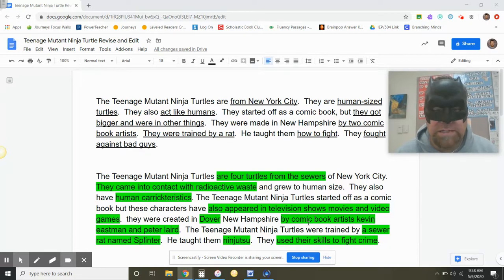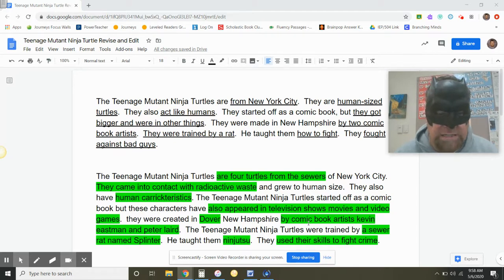So, as you can see, revising is a very important step in the writer's process, and I want to make sure that you do not skip any part of revising. And you can see today how revising can really improve your writing. So let me read the top part. You can see that there are underlined sections, and I'll let you know what those underlined sections are in just a moment. The Teenage Mutant Ninja Turtles are from New York City.